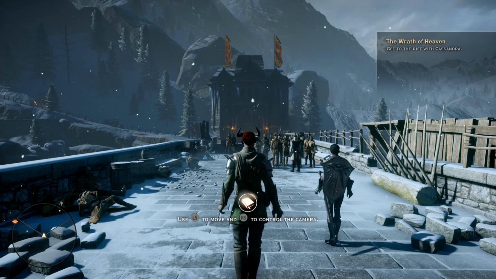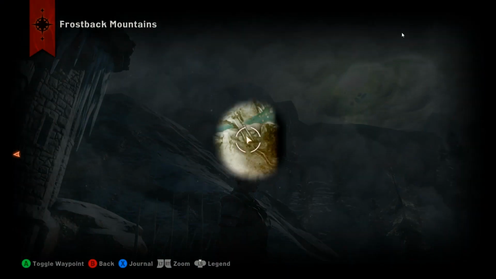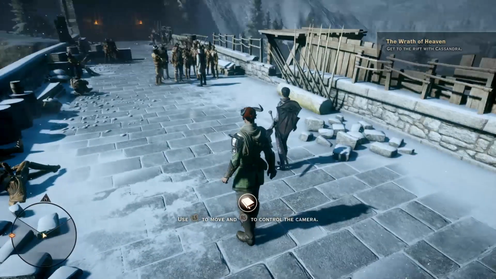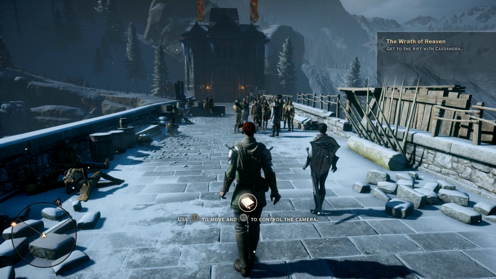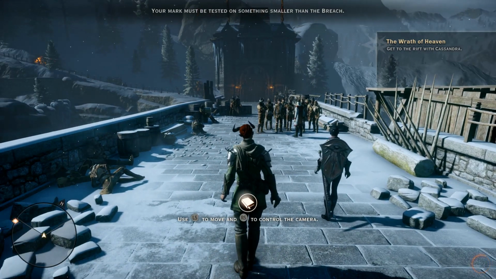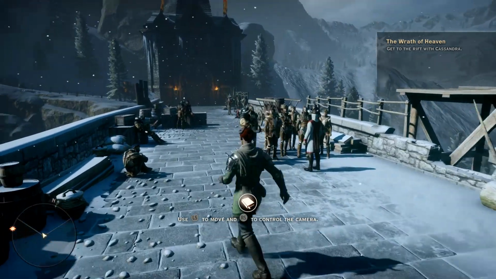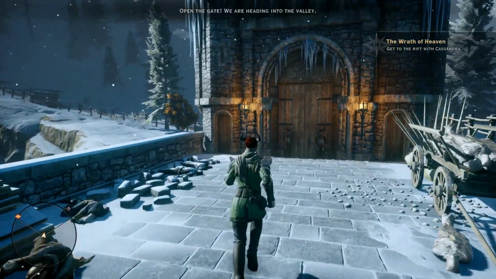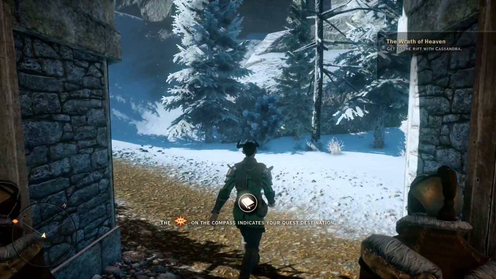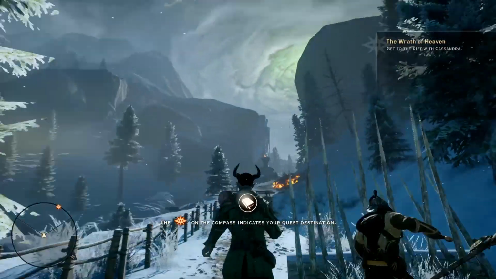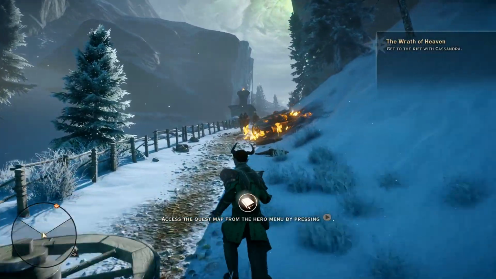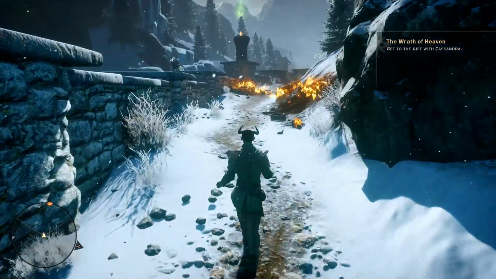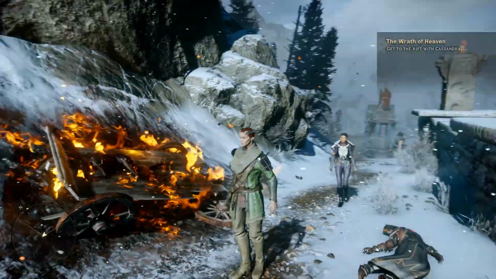Okay. I don't know why it's not moving. The mark must be tested. Okay, there we go. Smaller than the breach. Blessed are the righteous, the lights in the shadow. Don't know what the problem was there, but okay. Open the gate. We are heading into the valley. Yep, that definitely isn't good. Keep it up, Cassandra. There you are. Okay.